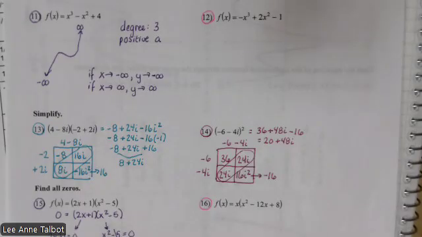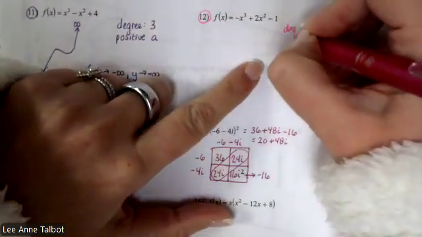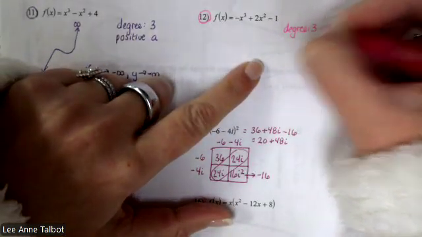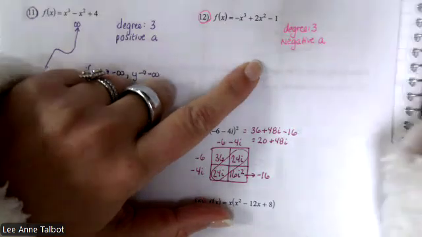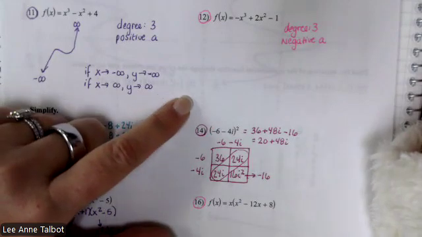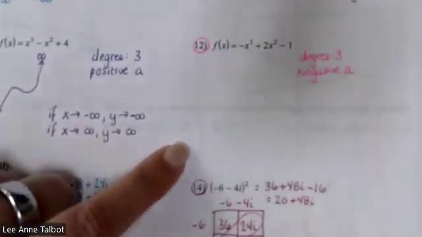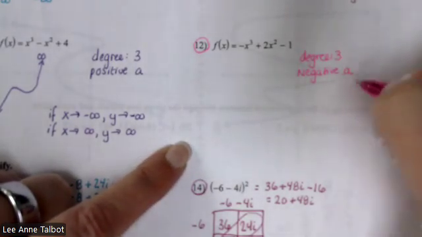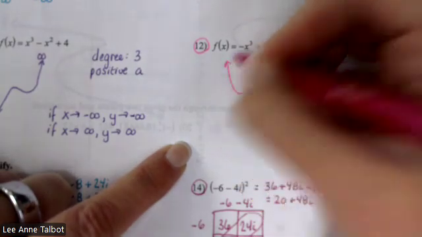Okay, so we have degree 3, negative a, degree 3, negative a. Okay, so I want 3 directions and decreasing, so something like that.